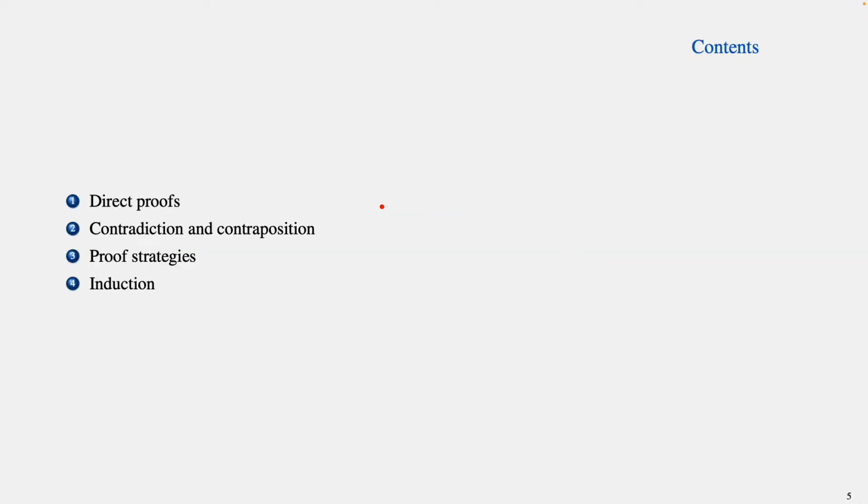Now let's see what we will be doing in this video. First we will be looking at direct proofs where you are given some assumptions and then using logical techniques step by step move towards a claim that you want to prove. Then we look at proofs by contradiction and contraposition, where you actually use the negation of the claim you want to prove to show that this cannot be true, and thereby deduce that your original claim must be true. We will look at certain proof strategies, and finally we will look at the technique of proofs by induction.